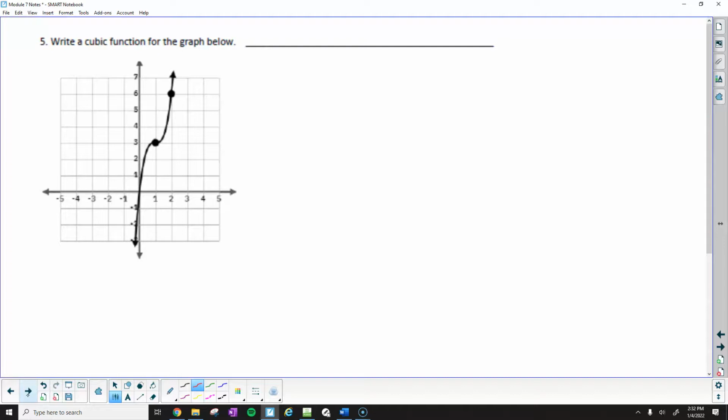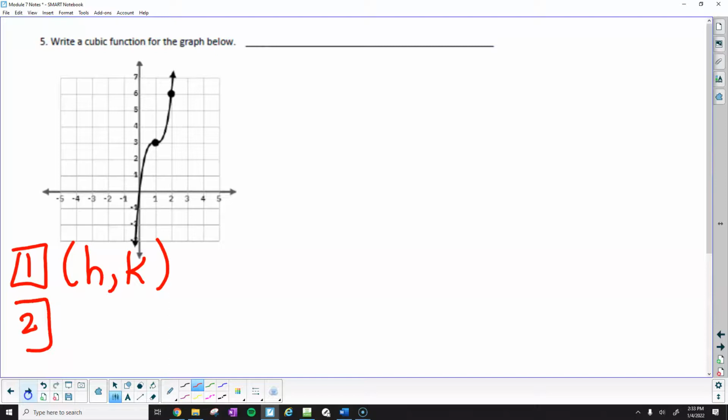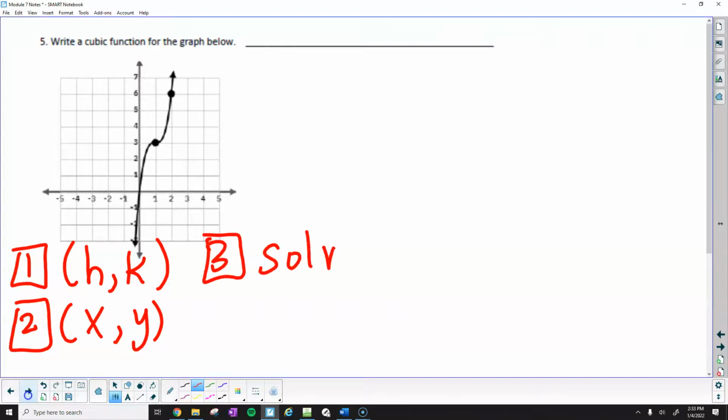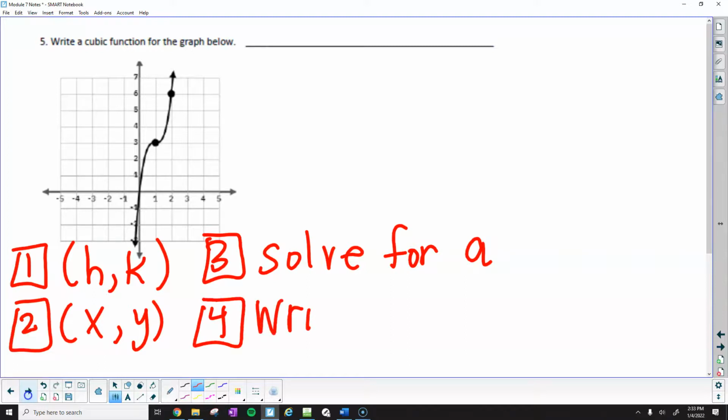On problem 5, you're going to have 4 steps. On problem 5, step 1 is to find HK. Step 2 is just to find some other point on the graph. Call it XY. Step 3 is to solve for A. Step 4 is to finally write the equation.